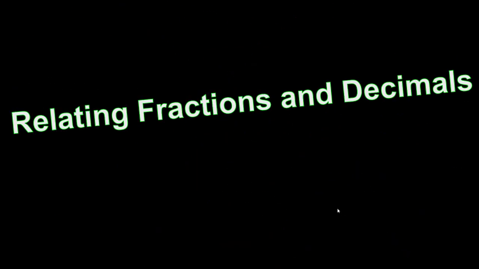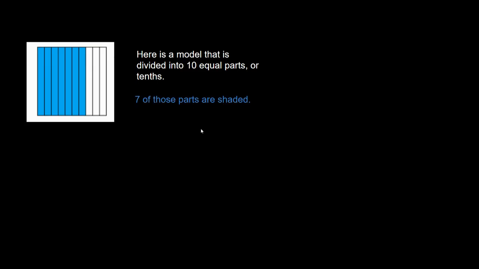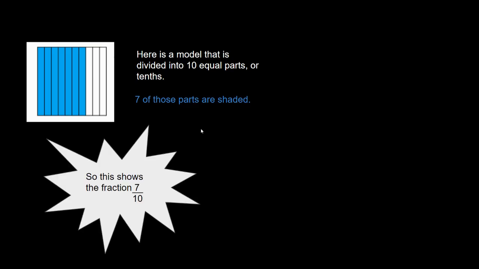Welcome. Today we're going to talk about relating fractions and decimals. So starting with our first model, we have a model that's divided into 10 equal parts or tenths. We notice that 7 of those parts are shaded. So this fraction shows 7 tenths.